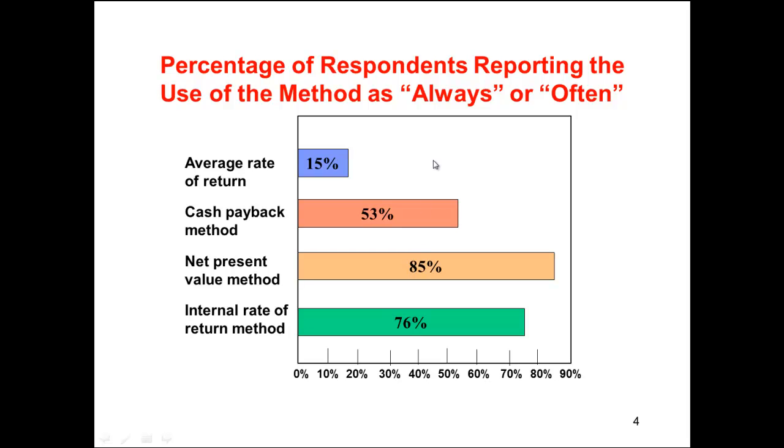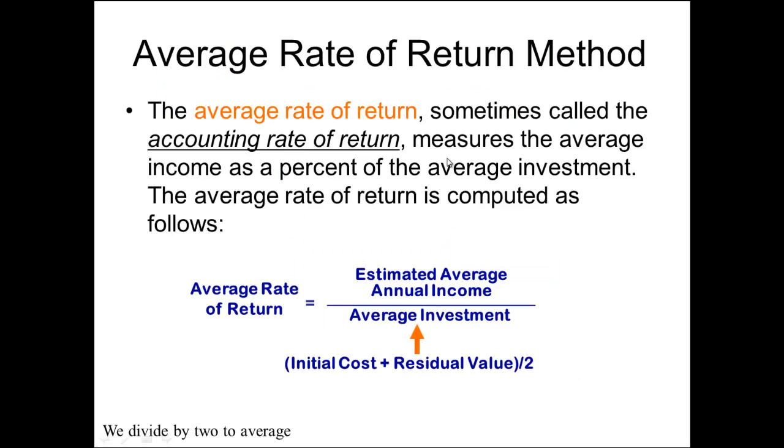So we can see here that the net present value method is going to be used 85% of the time by these respondents reporting to the question with respect to how often they used these methods. Average rate of return method was used the least. Internal rate of return method, now remember these 2 right here incorporate the present value or the time value of money, and these 2 do not.